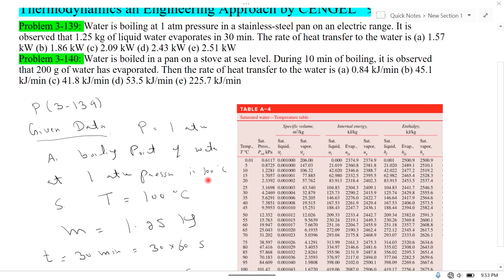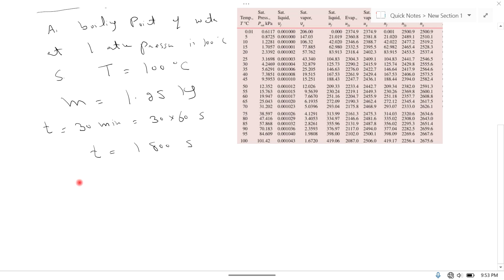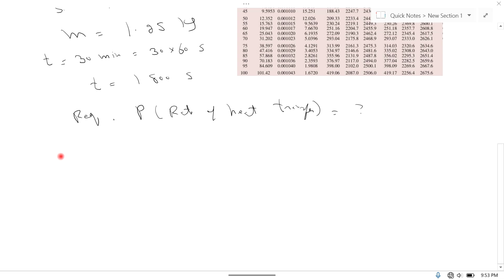The rate of heat transfer to the water required is to find power. Power is basically a rate of heat transfer. So here we start the solution. We know that temperature is equal to 100 degrees centigrade, and to find Q, first we find the latent heat of vaporization.